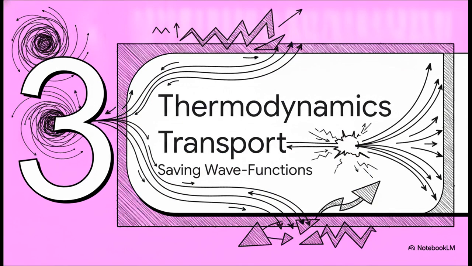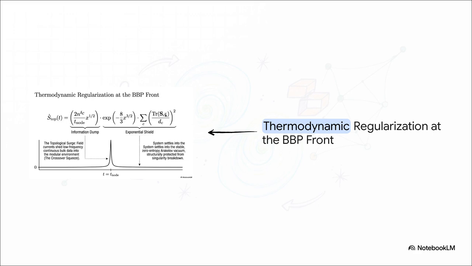And that is exactly where part 3 comes in, thermodynamics and nonlinear transport. Check out this massive spike right in the center of the graph. That's our BBB crossover front. That spike is literally a topological surge. The math here is measuring the exact thermodynamic information dump required to regularize the wave function's collapse.